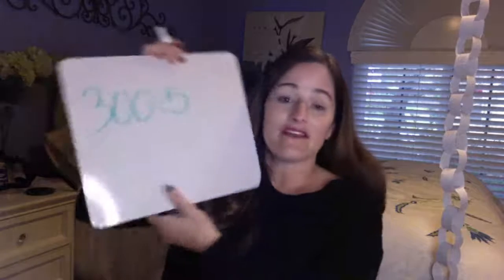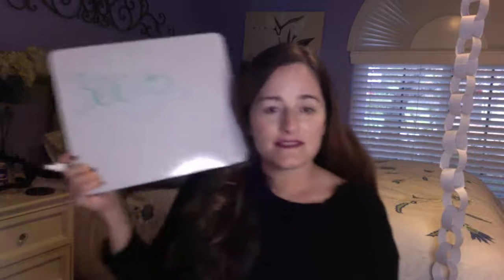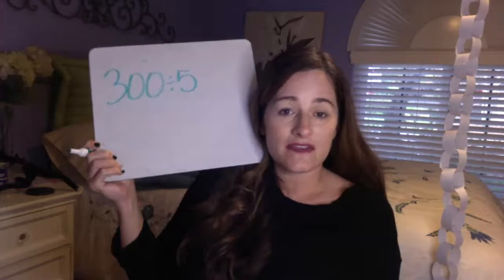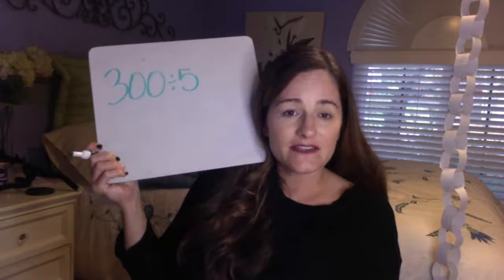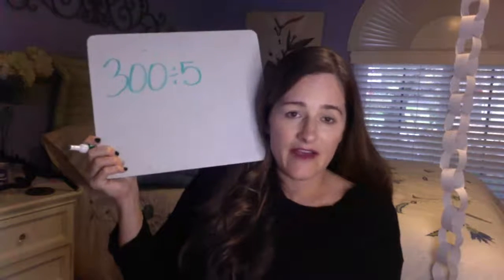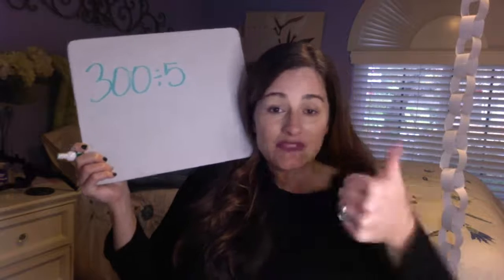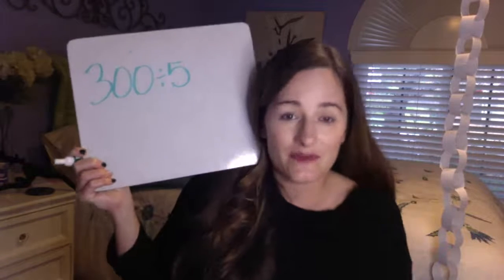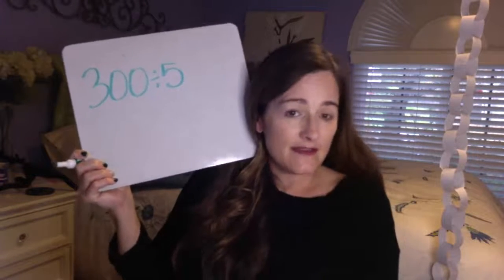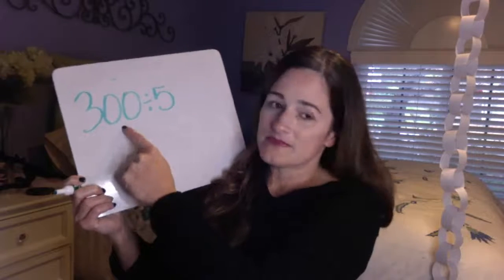Now sometimes they get a little tricky and the basic fact isn't just a matter of ignoring the zeros. Let me show you what I mean. Let's say we had 300 divided by 5. Now sometimes when kids get into the habit of just ignoring the zeros, they might think the basic fact here is 3 divided by 5. But 3 is not a multiple of 5. When you skip count by 5s, you don't say 3, but you do say 30.